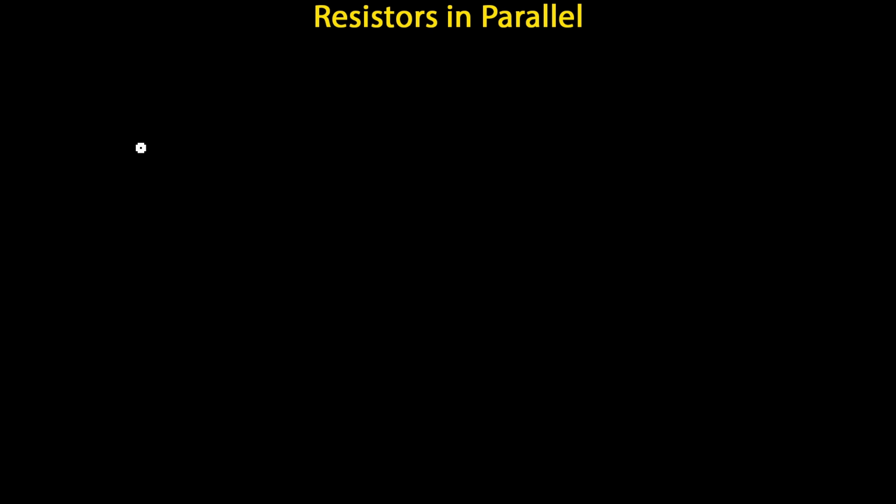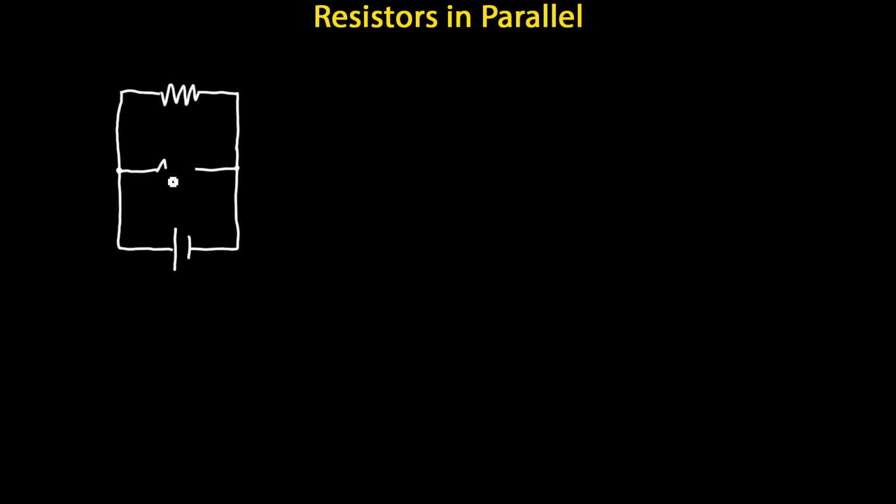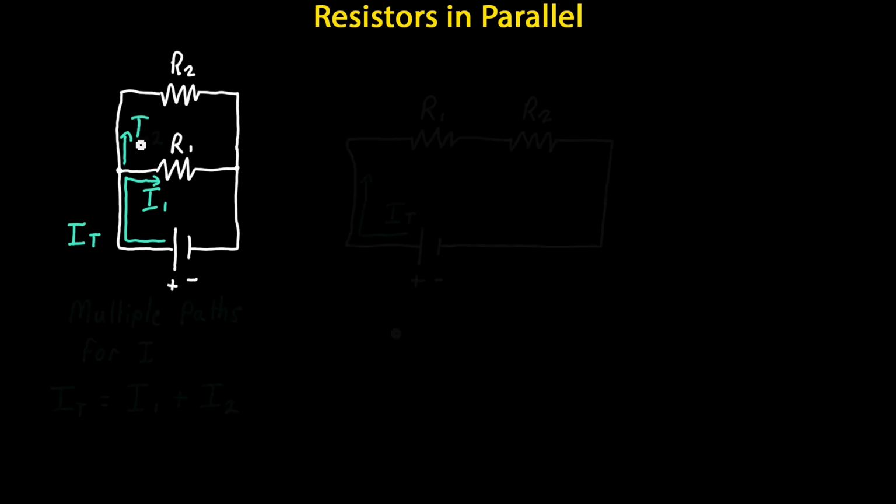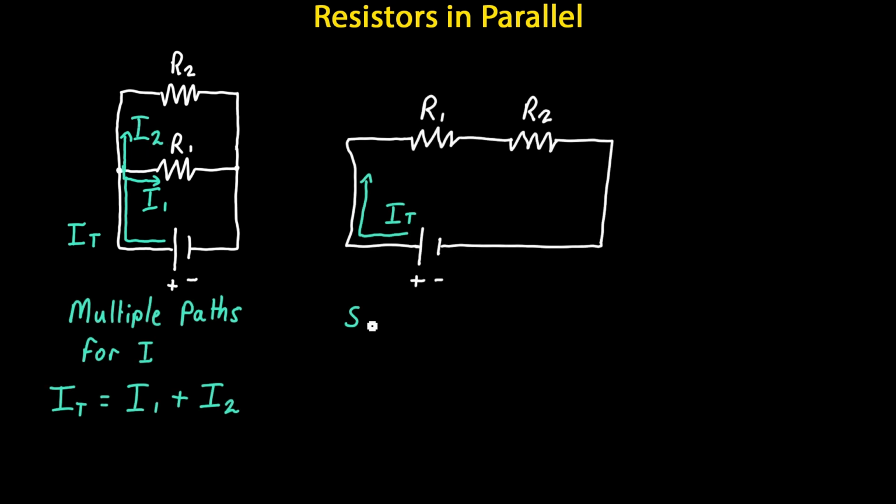What do we mean when we say resistors are arranged in parallel with each other? If we have a circuit that provides separate conducting paths for current rather than one single path, then we have a parallel circuit. On the left-hand side here, we have two resistors in parallel. And on the right-hand side, we have the same two resistors in series.